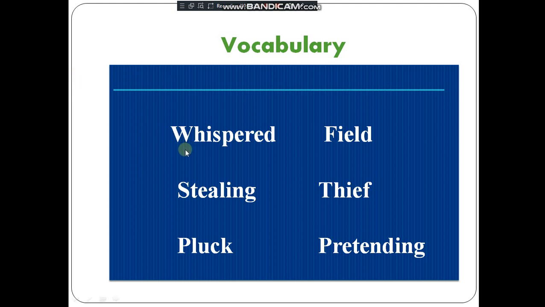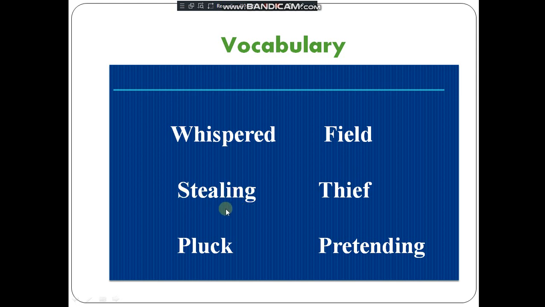The first one is whispered. Whispered means spoken in a low or quiet voice. The next one is field. Field means a wide open space that is used to grow crops.